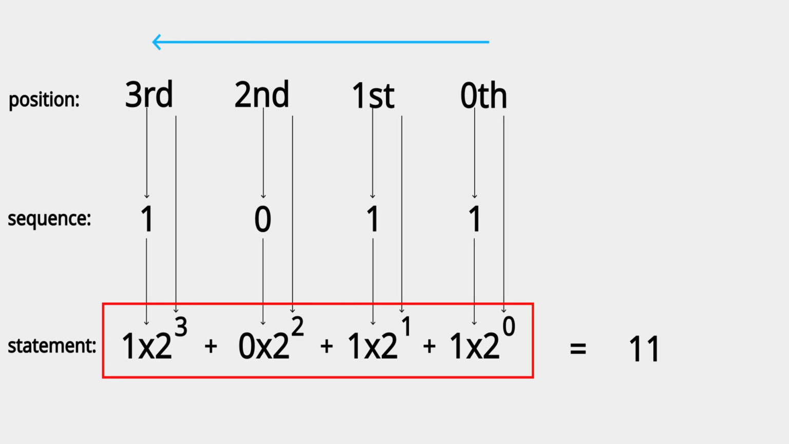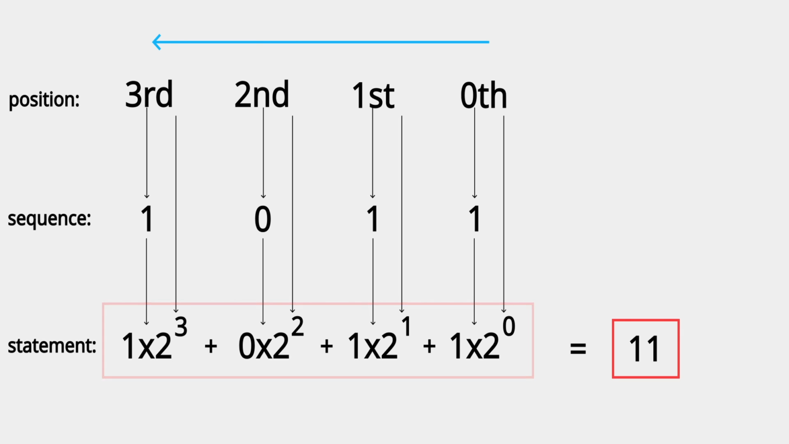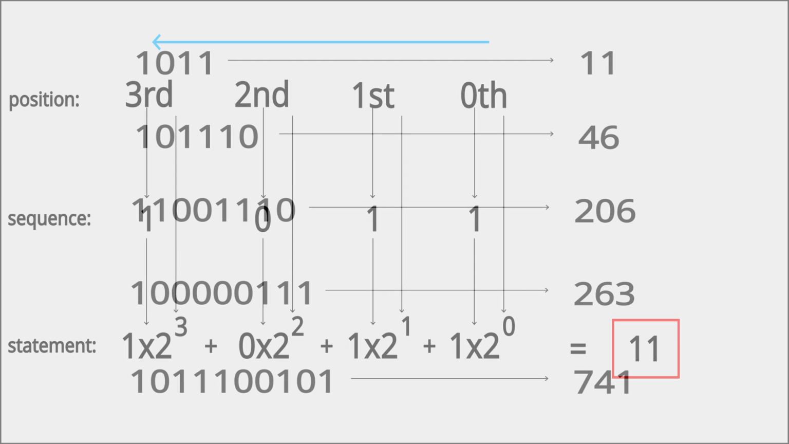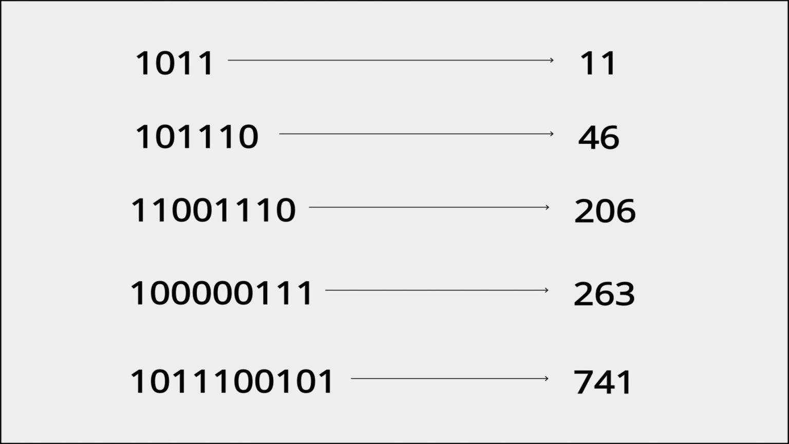1 times 2 to the third plus 0 times 2 to the second plus 1 times 2 to the first plus 1 times 2 to the 0. Then, by evaluating this expression, we can determine that the sequence of 1, 0, 1, 1 should represent the number 11. By doing this for bit sequences of arbitrary length, any integer can be represented this way.